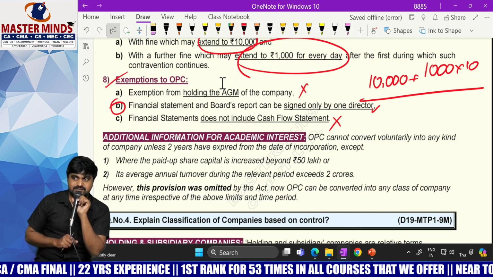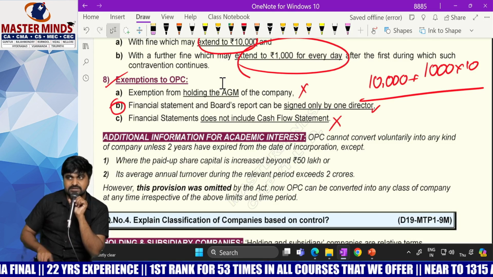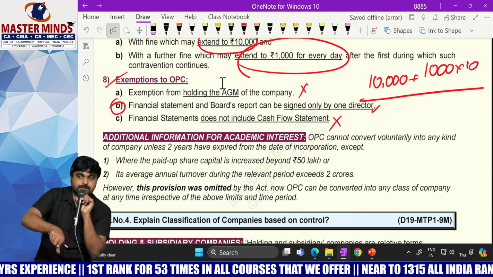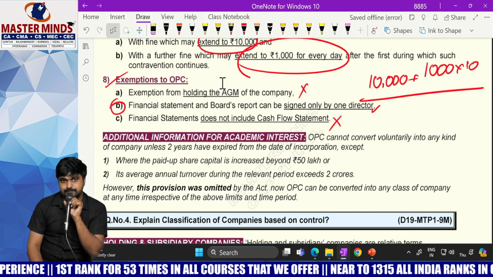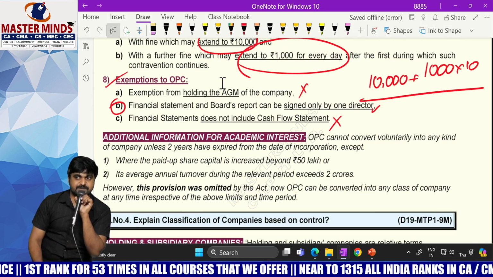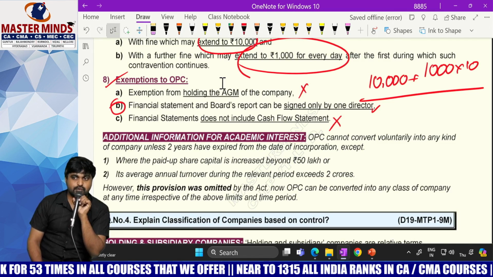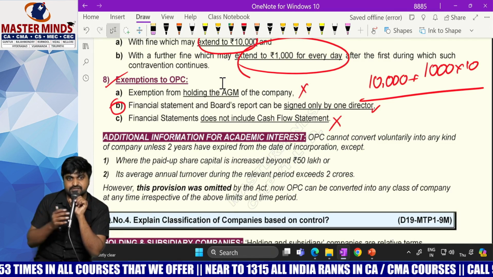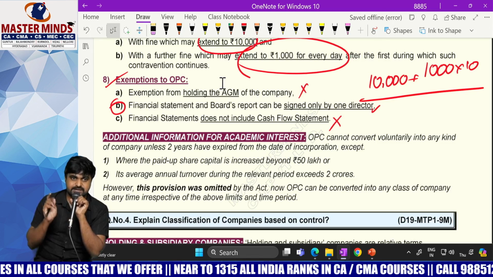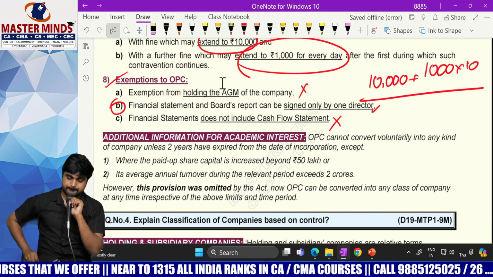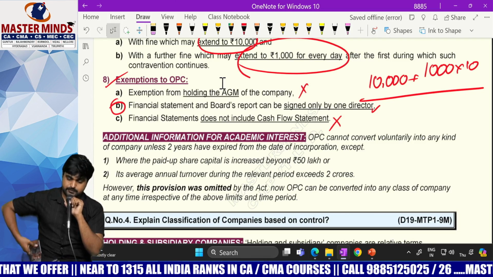After approval, that is, after conclusion of the meeting, within 30 days the company needs to file those approved financial statements with the ROC. That is nothing but filing of financial statements. And within 60 days from the date of the AGM, they need to forward non-financial data to the ROC in the name of the annual return. Financial statement and board's report can be signed by only one director.